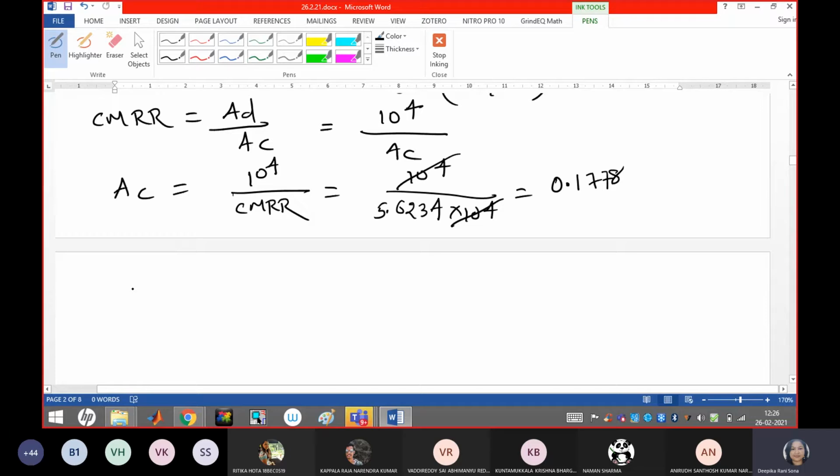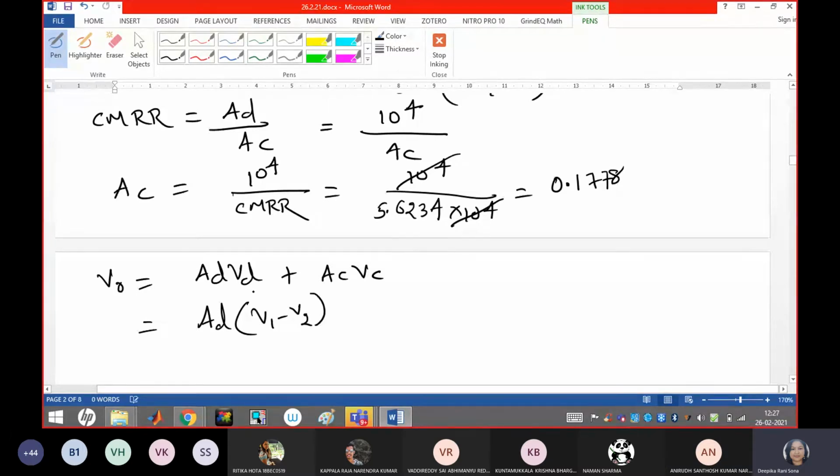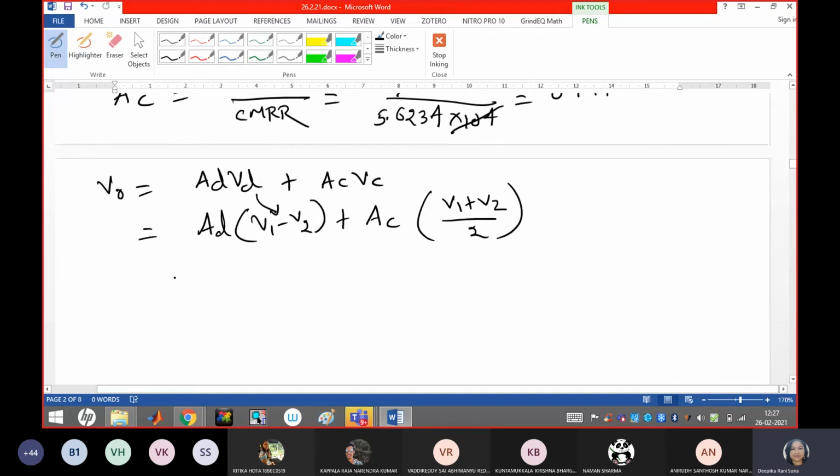Now we have AD, we have AC, and VD and VC can be calculated from the data if you check properly. So can we write our final V0 equation in terms of AD VD plus AC VC? Yes or no? Yes, ma'am. VD is V1 minus V2. We have not touched this part, right? Now we can do it directly in this equation. Plus AC. AC VC is how much? V1 plus V2 by 2. Now guys, you solve and tell me the final answer.